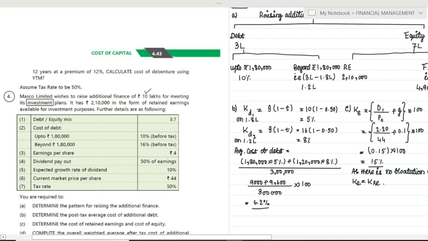Further details are as follows. So the first information is debt equity ratio, equity makes 3 is to 7. And the second information is cost of debt up to 1.8 lakh 10% before tax, beyond 1.8 lakh 16% before tax.